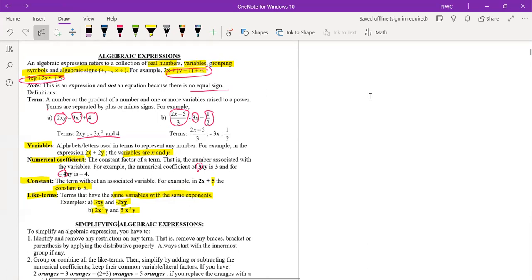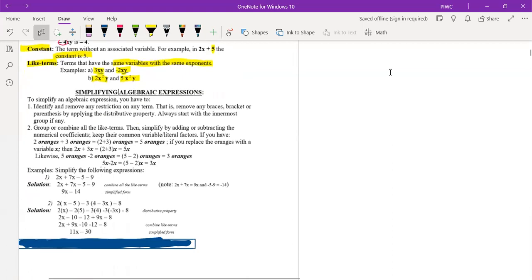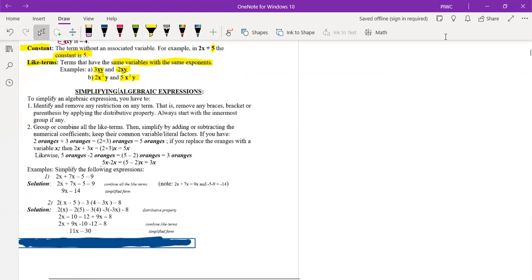So now let's look at how we can simplify algebraic expressions. How do you simplify algebraic expressions? Okay. Now, to simplify algebraic expressions, I want you to follow these steps. Step 1, you should be able to identify and remove any restriction on any term.